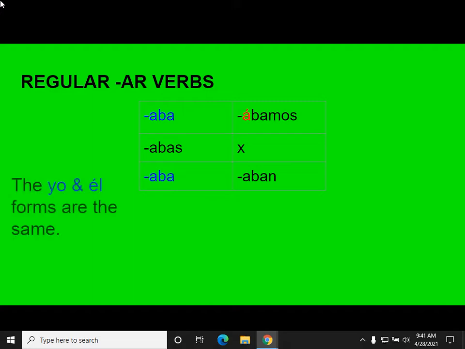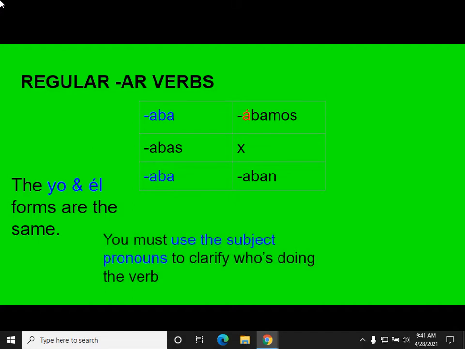So you might notice that two of those match. The yo and the él have the same forms. So what we have to do is use the subject pronouns to clarify who is doing the verb. So if I use the verb nadar, I say yo nadaba, or I say él nadaba. Okay, so I have to use the subject pronoun to clarify. And the we form is the only one that has an accent in the AR verbs. So again, that's aba, abas, aba, abamos, and aban.